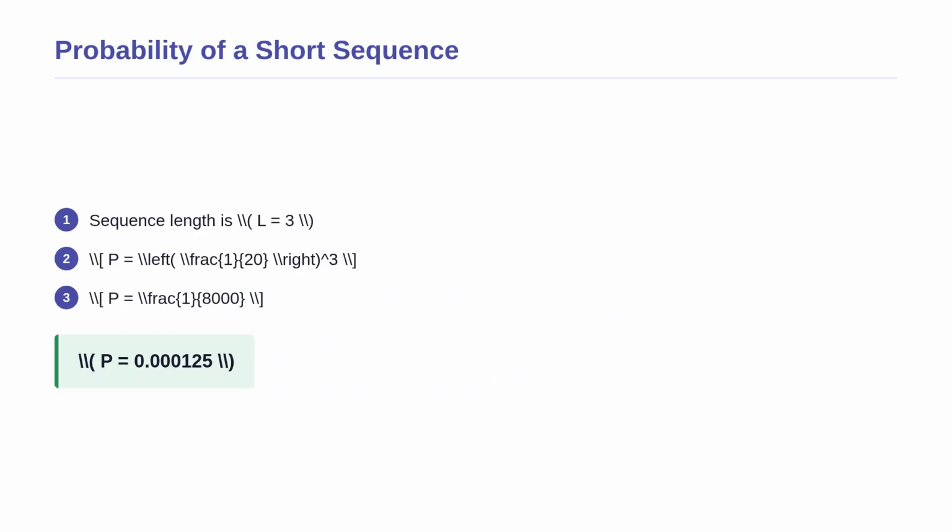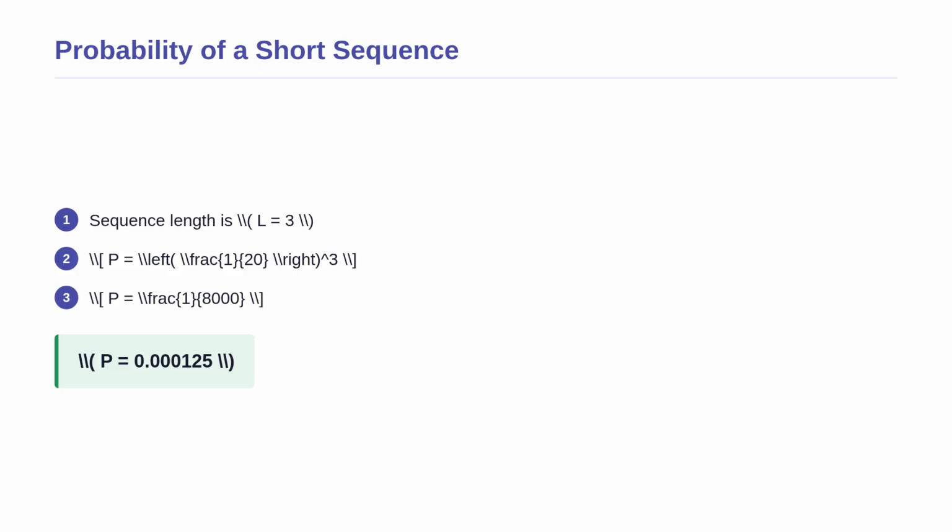Let us apply this formula with a concrete example. Suppose you are a researcher who has identified a very short protein motif consisting of exactly 3 specific amino acids in a row, such as alanine, glycine, and serine. We want to know the probability of this exact sequence appearing purely by chance.